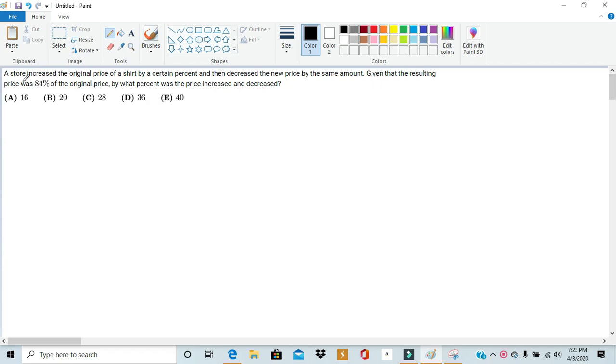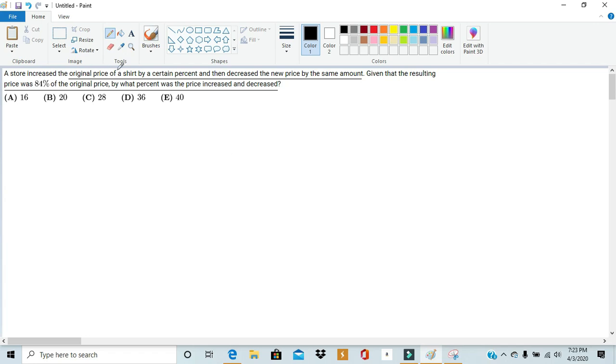A store increased the original price of a shirt by a certain percent and then decreased the new price by the same amount. Given that the resulting price was 84% of the original price, what percent was the price increased and decreased? So let's try to see what happens here in terms of math.